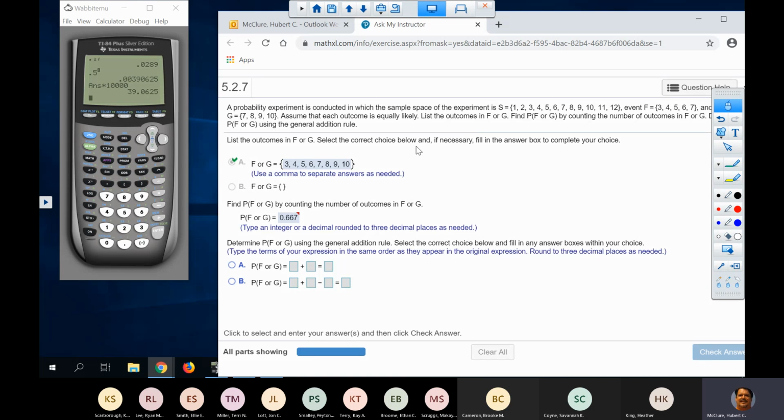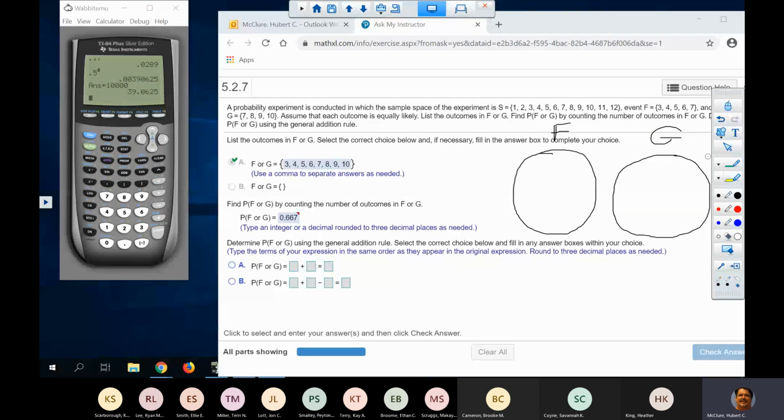Okay, this question, I'm just going to set it up. You got one set, and you got another set. This is set F. This is set G. Now you want to write this down because as soon as I hit the mouse, it's going to go away. In F, we've got 3, 4, 5, 6, 7.